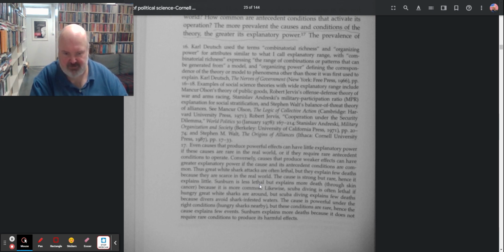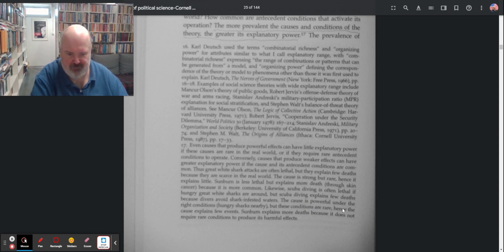Sunburn is less lethal but explains more deaths, through skin cancer, because it is more common. Likewise, scuba diving is often lethal if hungry great white sharks are around. But scuba diving explains few deaths because divers avoid shark-infested waters.